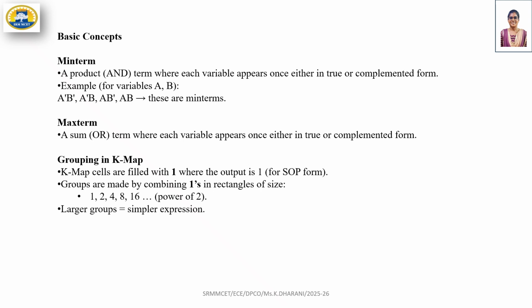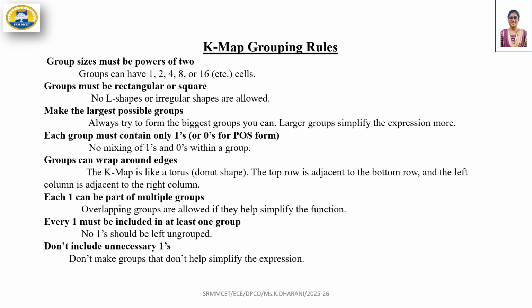And for the grouping, K-map cells are filled with 1 for the output, as we have mentioned before, and grouping is made with a combination of ones in a rectangular shape. For example, if a large group can be converted into a simpler expression, we can go for the K-map grouping rules. Yes, these are the K-map grouping rules.